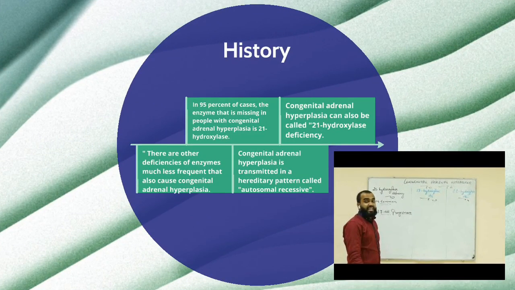In 95% of cases, the enzyme that is missing in people with congenital adrenal hyperplasia is 21-hydroxylase. Congenital adrenal hyperplasia can also be called 21-hydroxylase deficiency. There are other enzyme deficiencies, much less frequent, that also cause congenital adrenal hyperplasia. It is transmitted in a hereditary pattern called autosomal recessive.